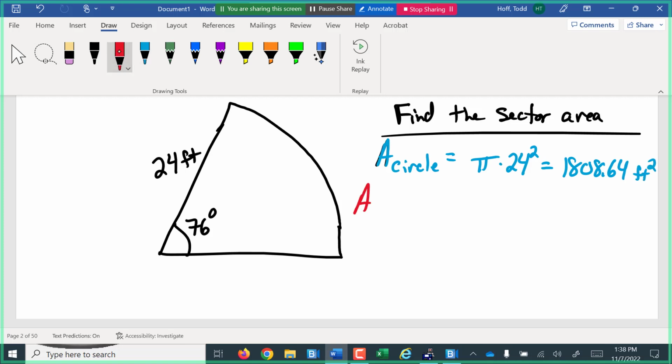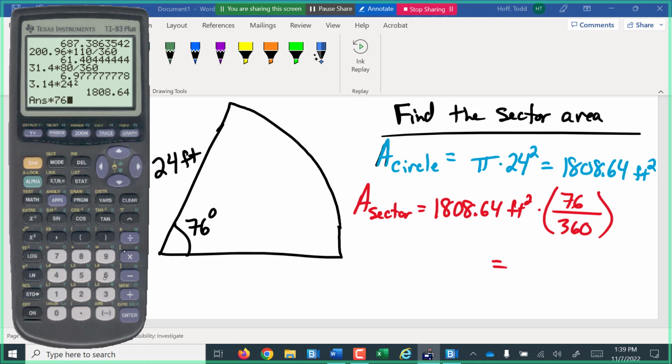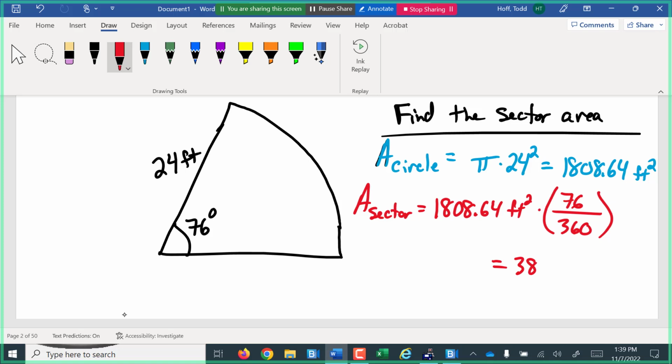So then the area of the sector is that 1,808.64 square feet times what? 76 divided by 360. Good. So we got 381.82 square feet. So now the perimeter is slightly trickier.